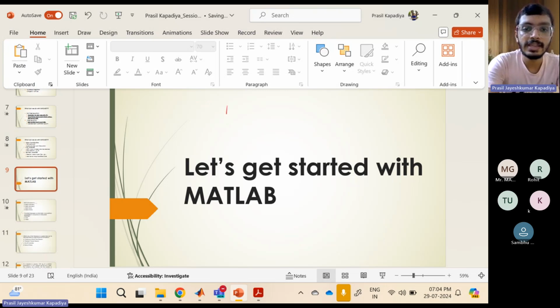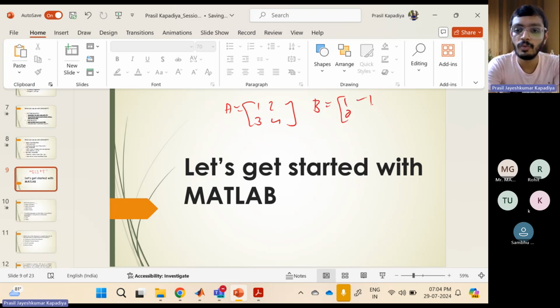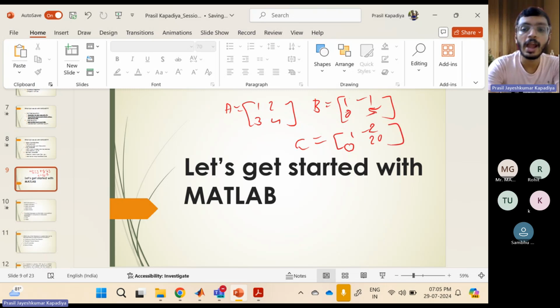Okay, let's say my matrix A is equal to 1, 2, 3, 4, and B is equal to 1, minus 1, 0, 5. I want to write A into B such that it does 1 into 1, 1; 2 into minus 1, minus 2; 3 into 0, 0; and 4 into 5, 20. I want something like this. That is not actual matrix multiplication, right? If I do A into B, I never get these values. But let's say I want to do this element by element operation.